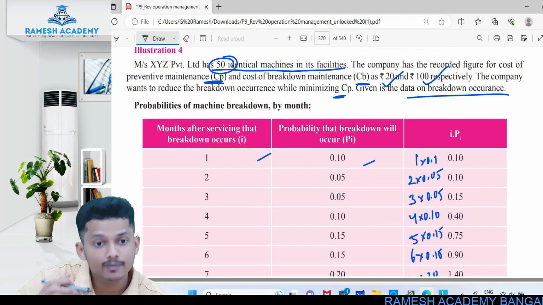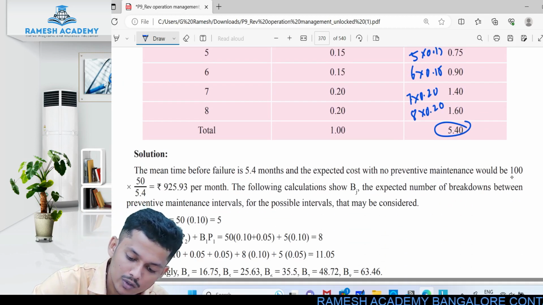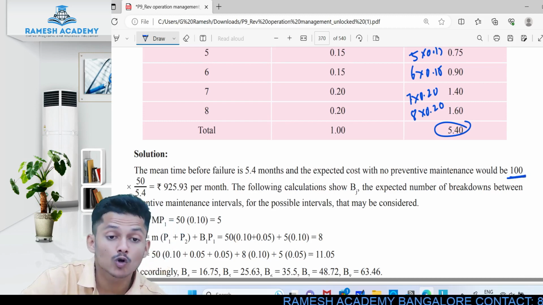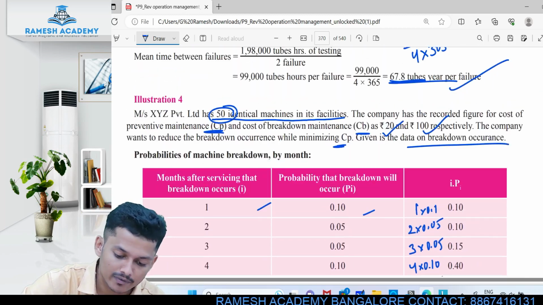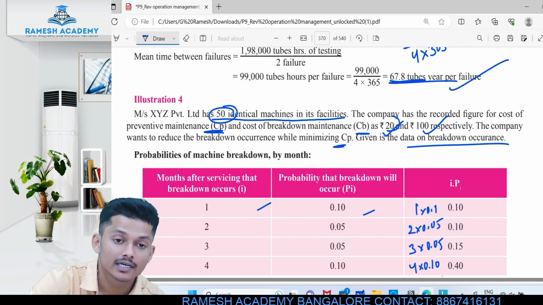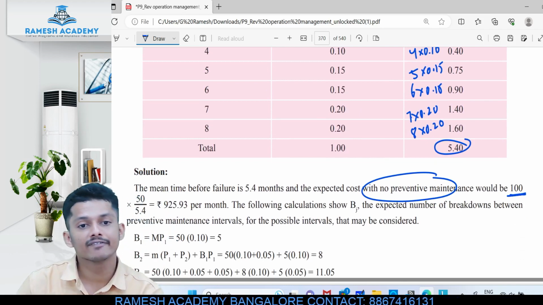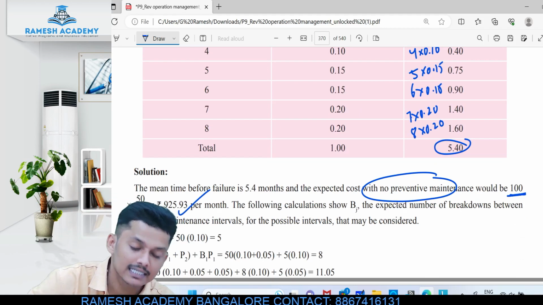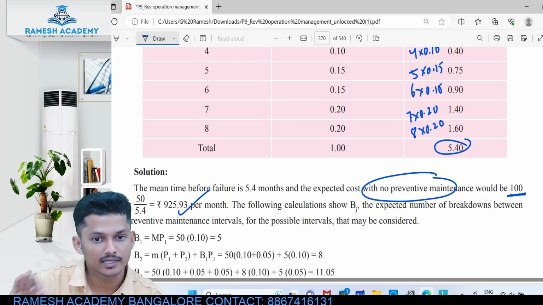Now see, how many total identical machines are there? 50. For each machine, how do you find out? 50 by 5.4. The total cost is 100 with no prevention, they told. With no prevention, don't take 100 plus 20, take only 100. 100 into 50 by 5.4 is 926.93 per month. This is the mean time. Okay, you keep this separate.